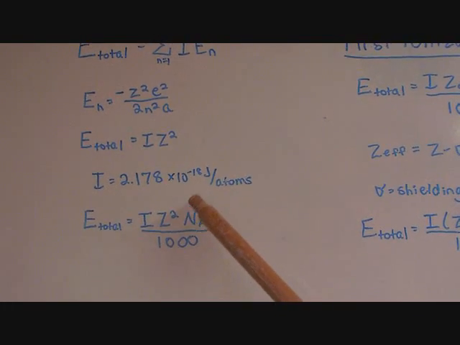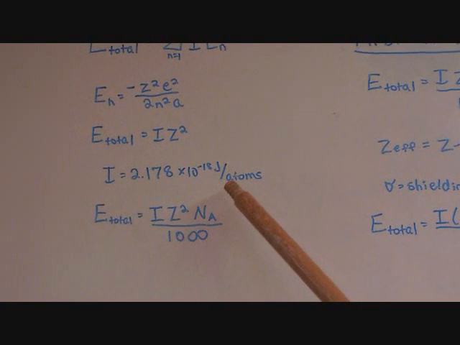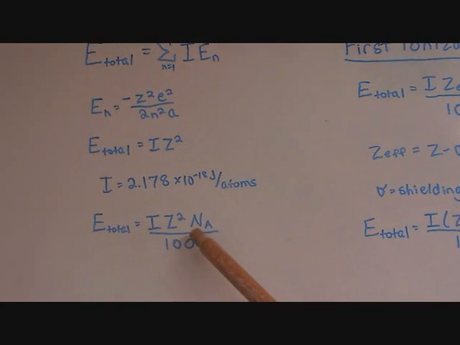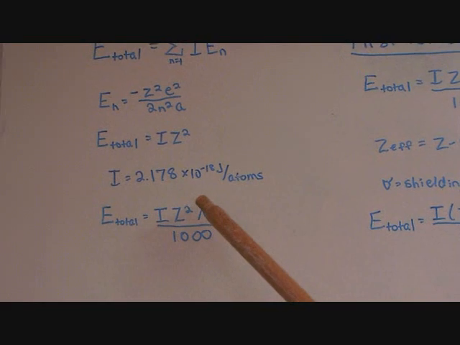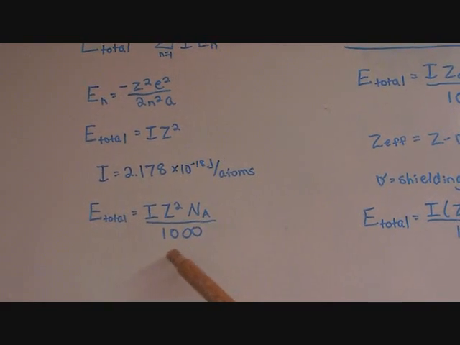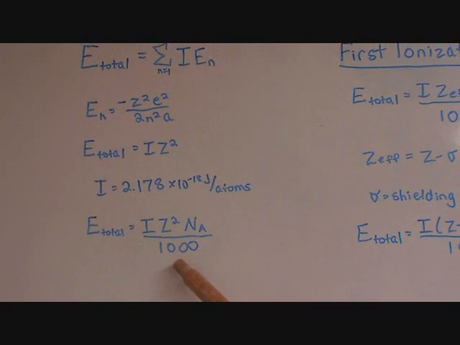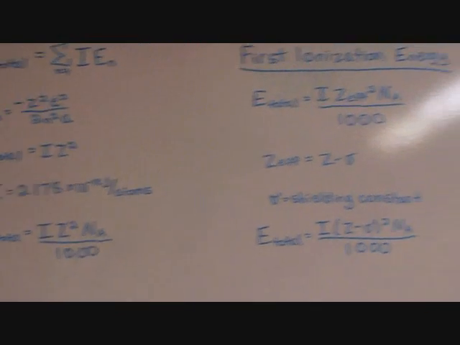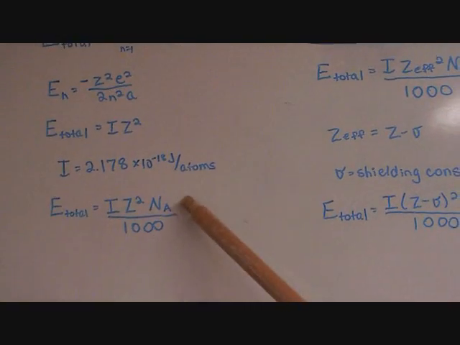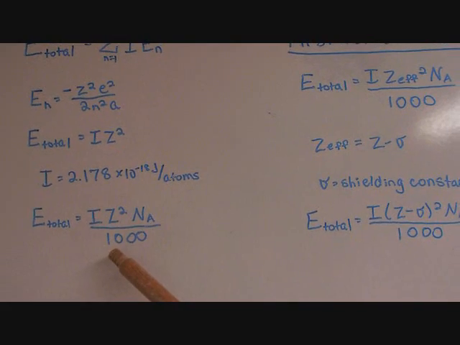Now, in order to convert from joules per atom into kilojoules per mole, we have to first multiply by Avogadro's number. That'll give us joules per mole, and then we have to divide by 1,000 in order to get kilojoules per mole. Now, this can be applied for the second ionization energy only.